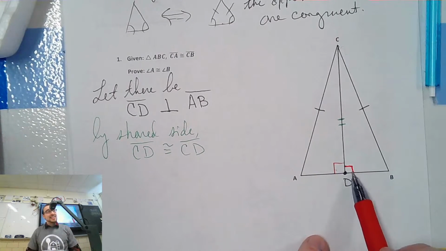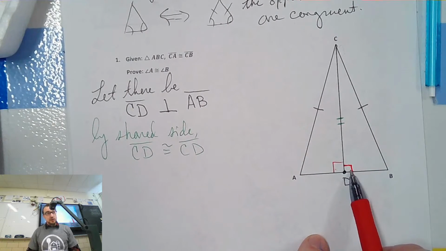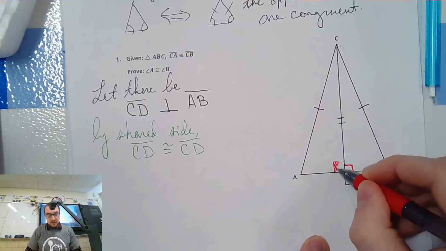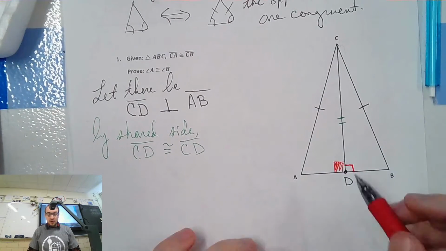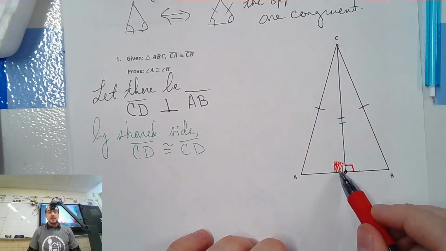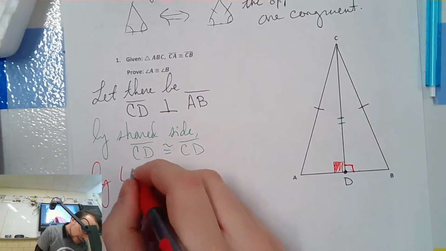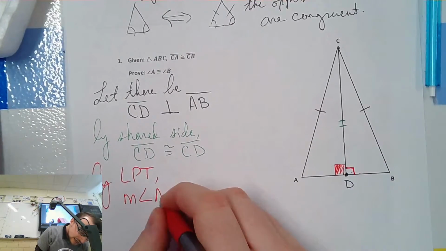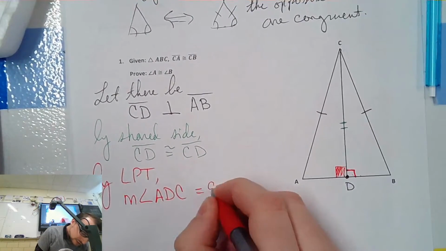And so if that's 90, by subtraction property, the angle we don't know, plus 90 equals 180. So we subtract 90, and the angle we don't know must be 90, right? The whole thing's 180. If that's 90, that has to be 90. So by linear pair theorem, LPT, measure of angle ADC equals 90.